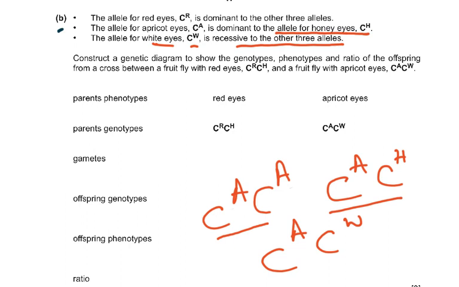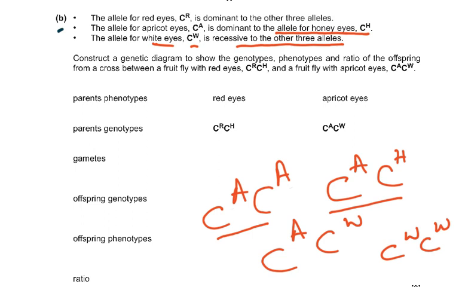So CW is the recessive allele, and the ones which are white eyes will always be CW. That is it, can't be anything else. Why? Because it has to be homozygous recessive, because it says the allele for white is recessive to the other 3 alleles. So anything with CW is going to show the recessive trait.